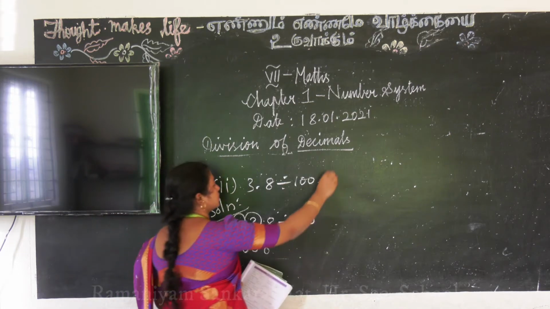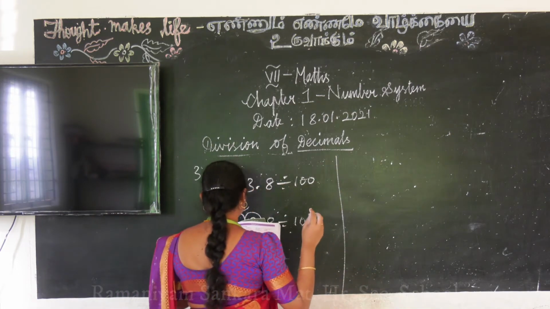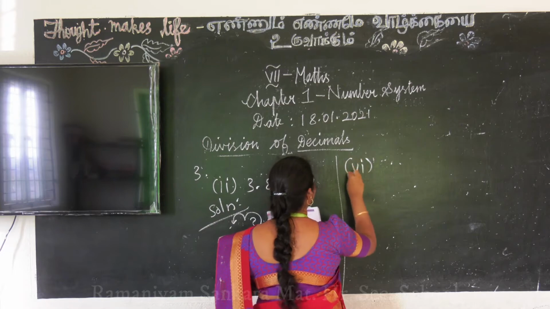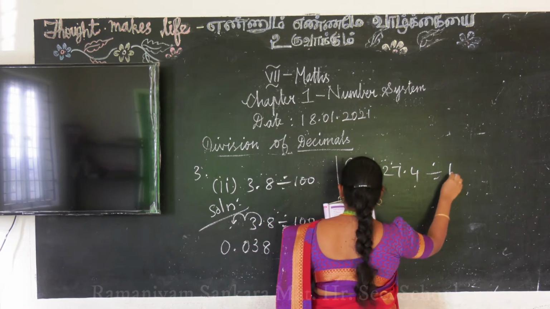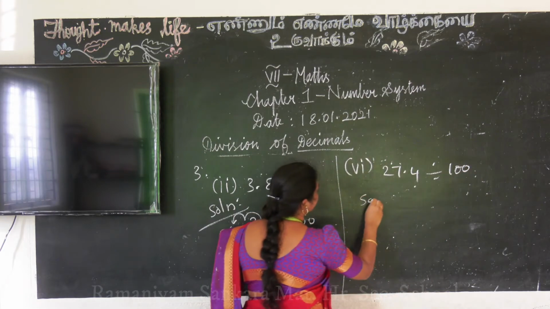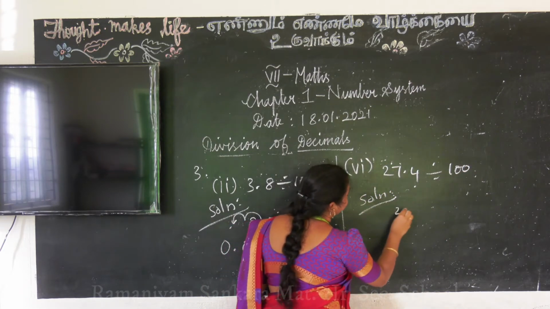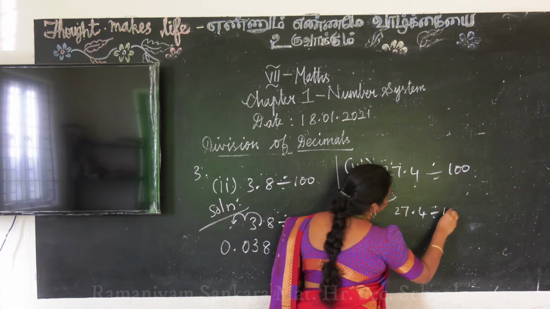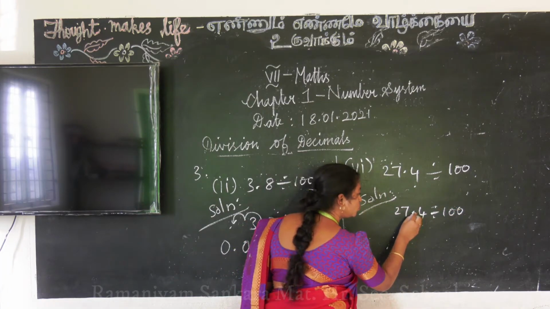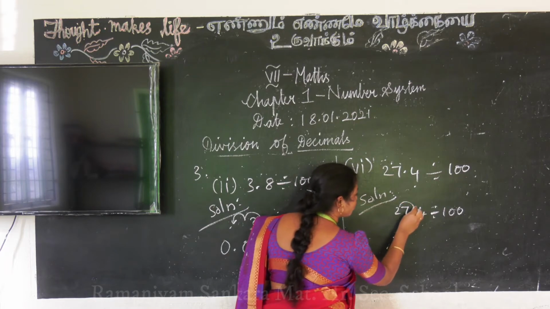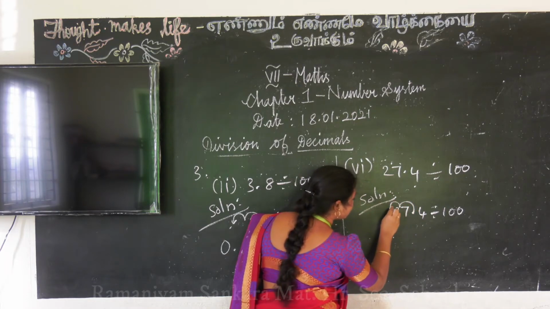Okay, next, sixth sum. 27.4 divide 100. See, solution: 27.4 divide 100. How many zeros are there? There are 2 zeros. So we have to move 2 steps towards the left side. So 1 step, then 2 steps.